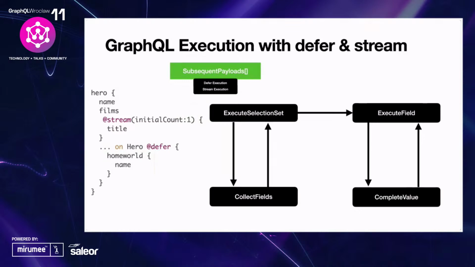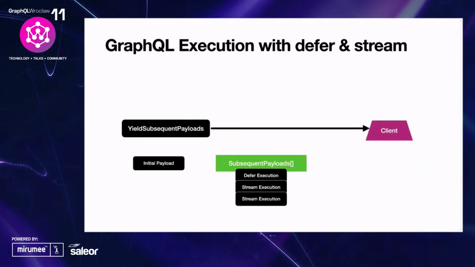But the forked execution paths can also encounter more defer or stream directives, which would lead to more executions being added into subsequent payloads. Then after all the execution of the initial data is complete, there's a new function called yield subsequent payloads that handles sending the results to the client.